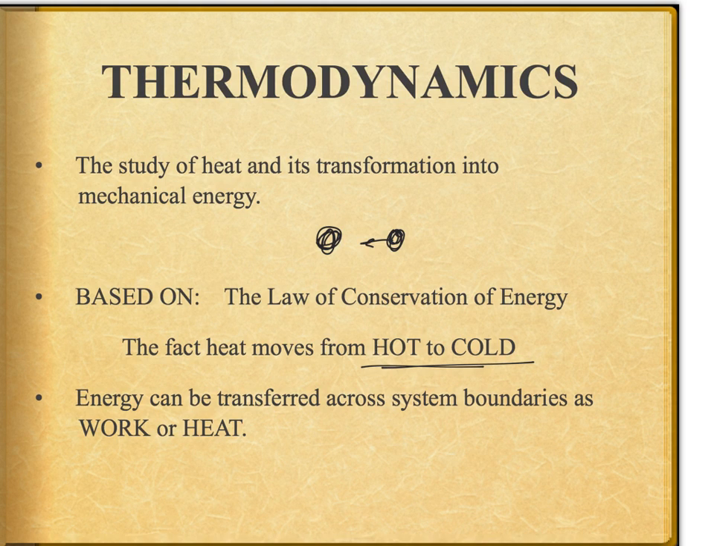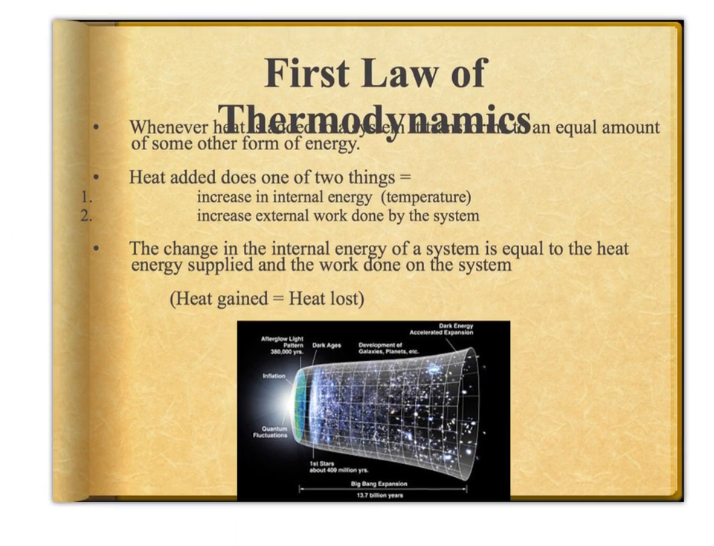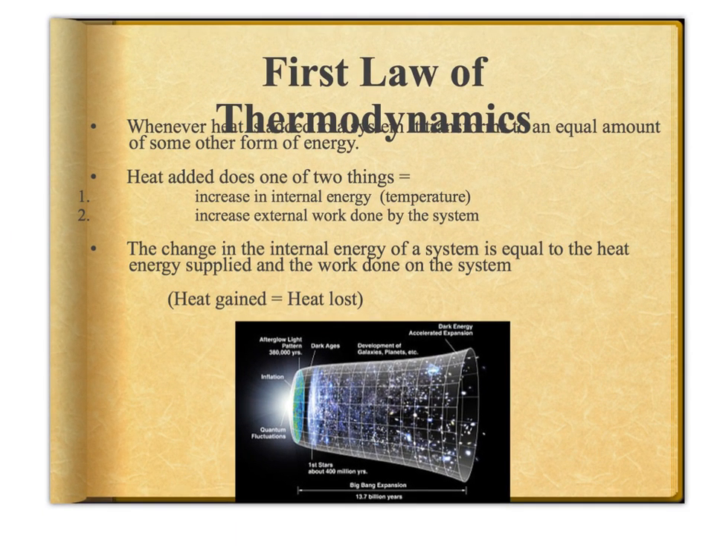All right. So when energy is transferred across system boundaries, it's going to be seen as either work or heat, okay? That's added or lost from the system. Okay. First law of thermodynamics, sorry, this is kind of all jumbled up, but it's okay. Whenever heat is added to a system, there's an equal amount of some other form of energy, okay? So when you add heat to a system, it either increases the internal energy, and we know internal energy is U, or change in U is the change in internal energy. And this is the equation for it, by the way. This is the Q plus the work, right?